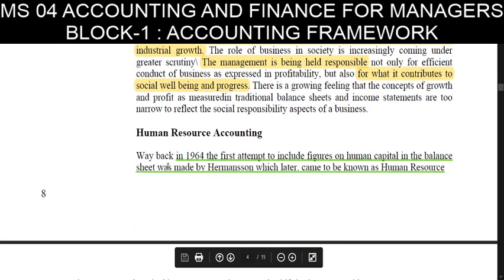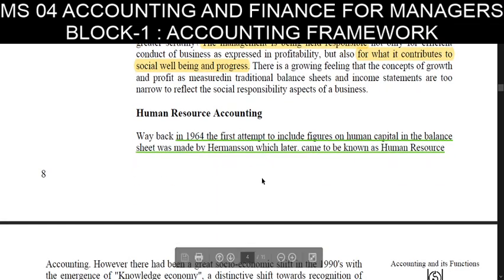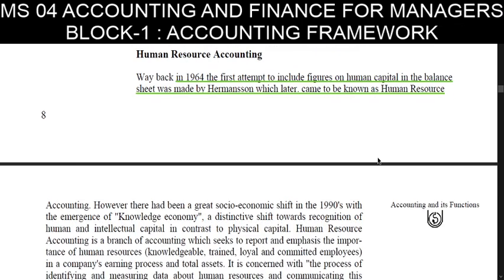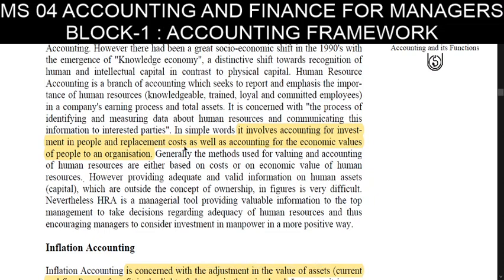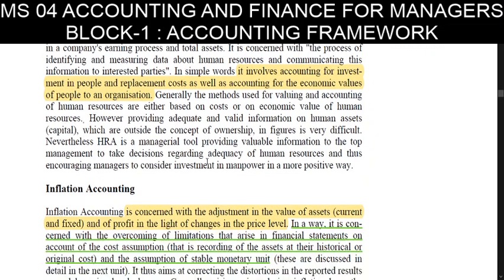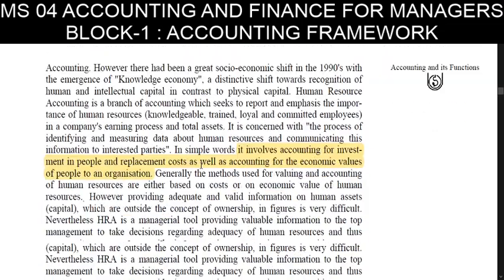Okay, the next part is human resource accounting. So what is written here? In 1964, the first attempt to include figures on human capital in the balance sheet was made by Herman Sun. So this name was later transformed as human resource. It involves accounting for investment in people and replacement costs, as well as accounting for the economic values of people to an organization. This is human resource accounting.